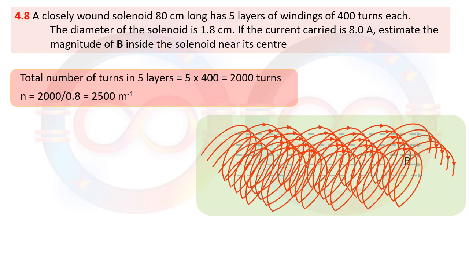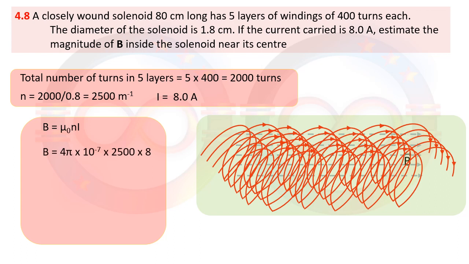2500, that is 2500 per meter. The question is, estimate the magnitude of B inside the solenoid near its center. We know that the field inside the solenoid near its center would be B is equal to mu naught N i, where N is the number of turns per unit length.